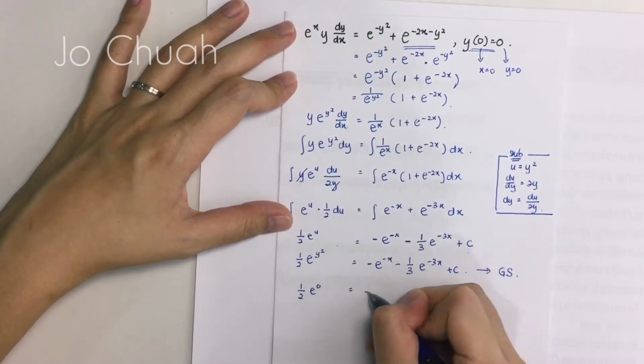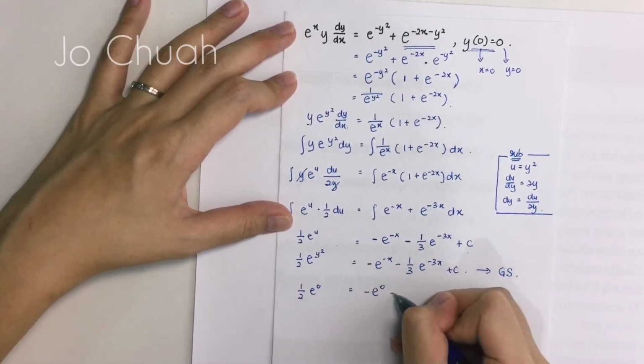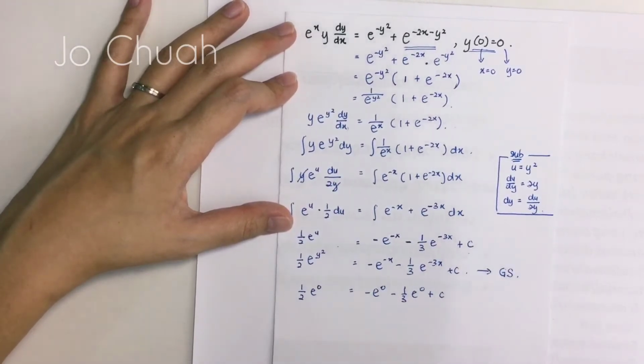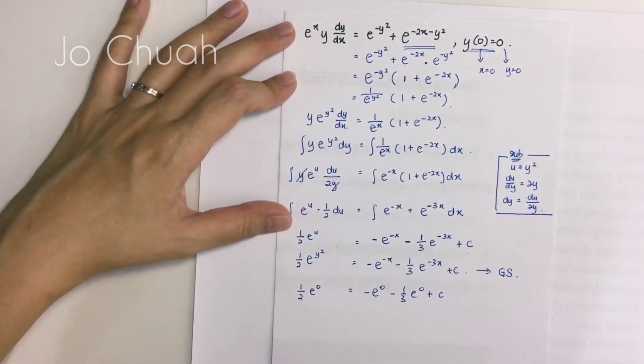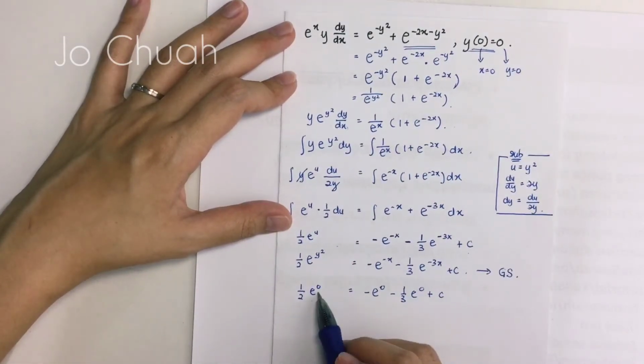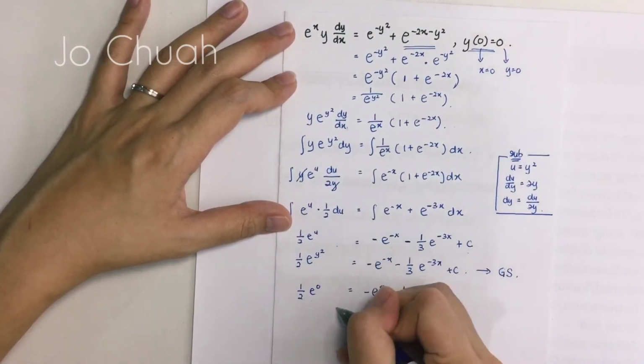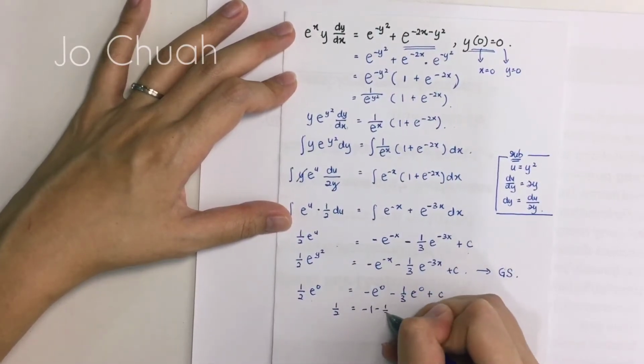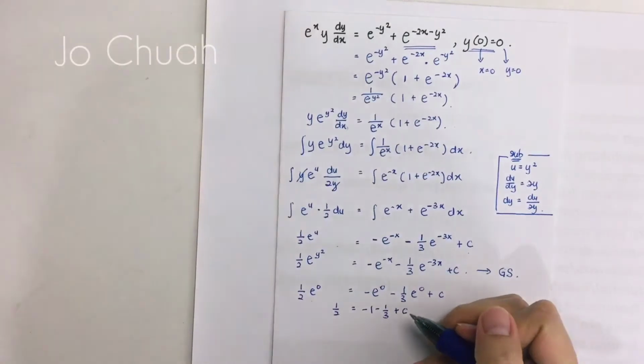e to the 0, negative e to the 0, 1 over 3 e to the 0, plus C. Don't get too excited if you see 0 and you're going to put everything 0, because e to the power of 0 is 1. So 1 over 2 equals negative 1 minus 1 over 3 plus C.